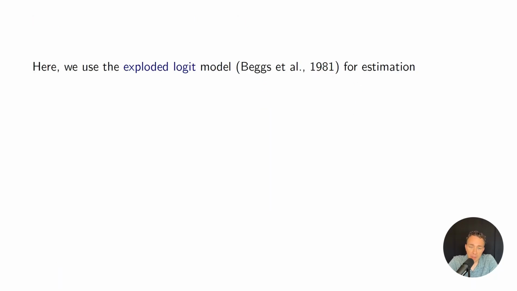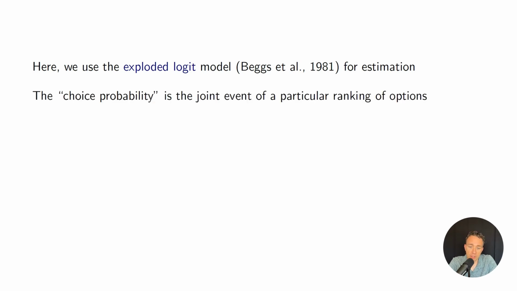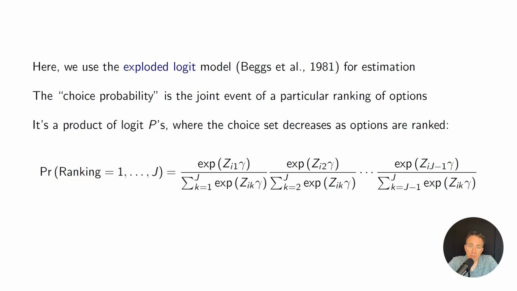Now, to estimate the parameters of the rank ordered logit, we have to use what's called the exploded logit model, which comes from several decades ago. Namely, the likelihood needs to account for the fact that we have a particular ordering that can be thought of as the joint probability of a particular sequence of ranking. So that choice probability is going to look like a product of logits, but each successive term in the product conditions on one fewer alternative in the choice set.